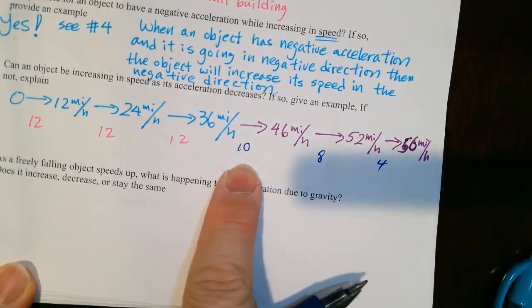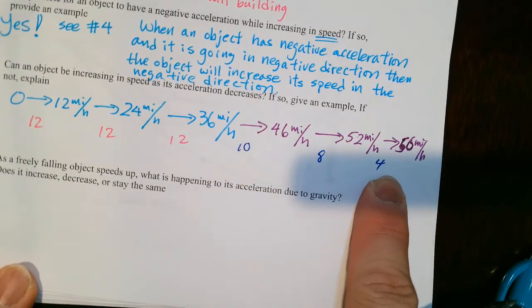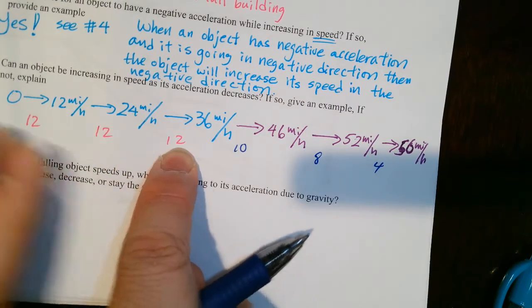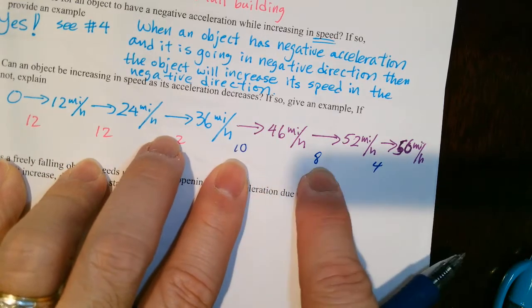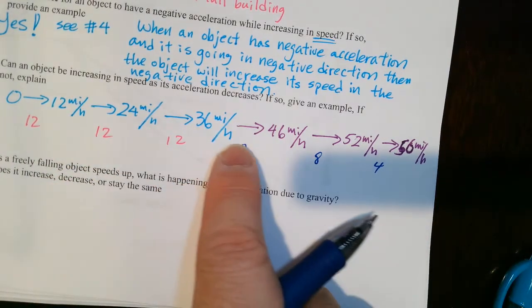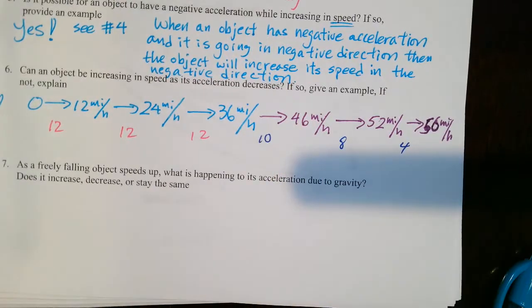So now it's still increasing speed, but the acceleration is actually decreasing. Where this is constant acceleration of 12, now you're decreasing your acceleration to 10. Now you're decreasing it to 8. Now you're decreasing your acceleration to 4. So the speed is still increasing, but your acceleration is actually decreasing.